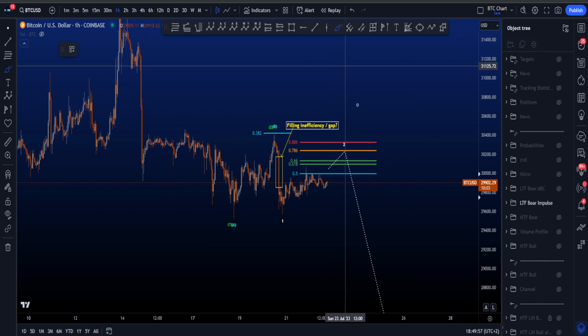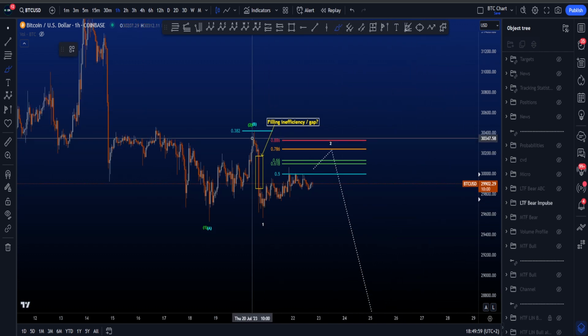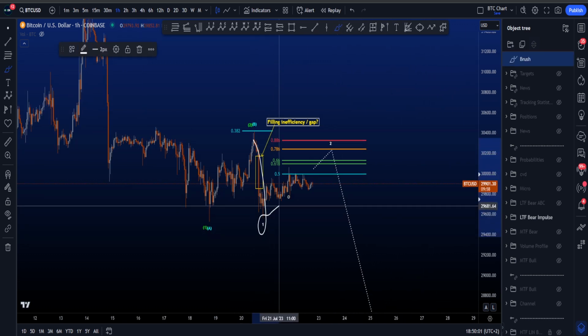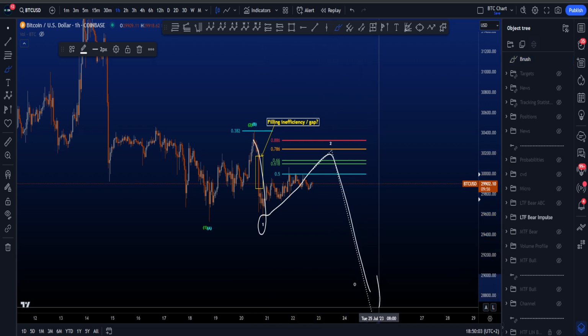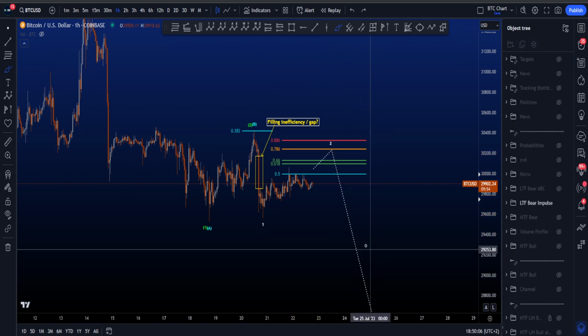It's a wave C and not a wave 3. Now, in this scenario, we are then looking again for a potential wave 1, 2, and then continuation to the downside in a wave 3.